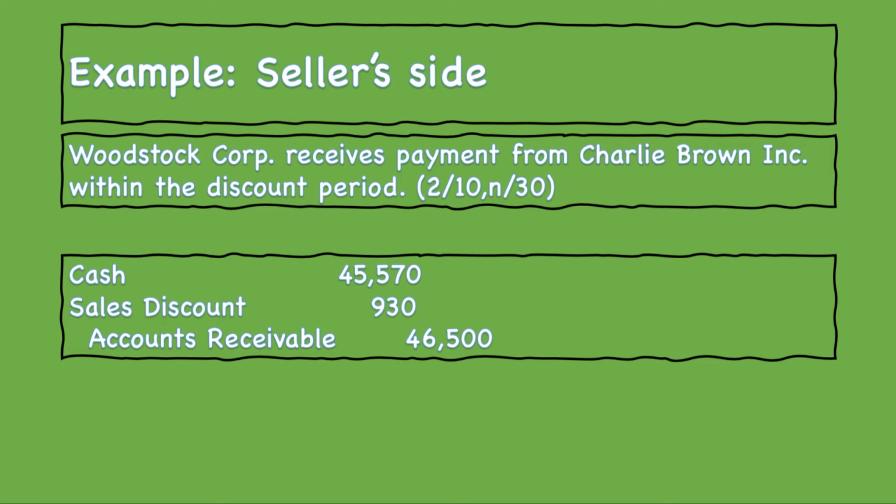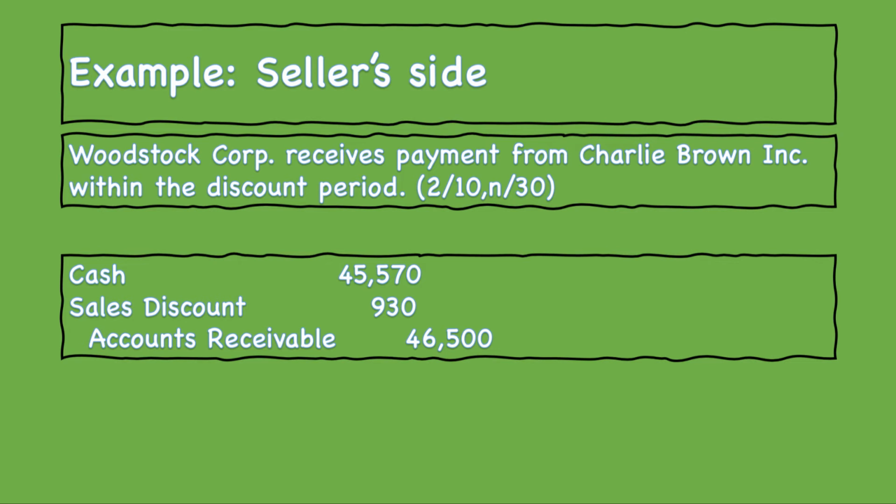So your key takeaways are the journal entries we need to make. If I were you, I would go back and I would put these journal entries on a note card and memorize them. They're not going to change. If somebody pays within the discount period, we have to debit cash, debit sales discounts, credit accounts receivable. For how much? Well, we need to calculate that. We get the receivables off the books for the amount that we have recorded. In this case, it's $46,500.